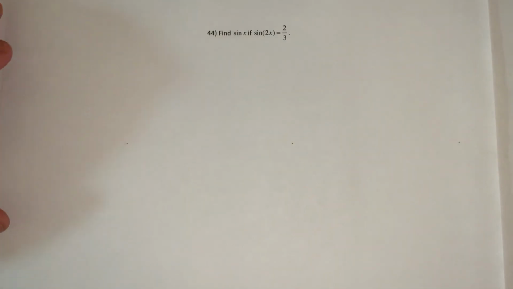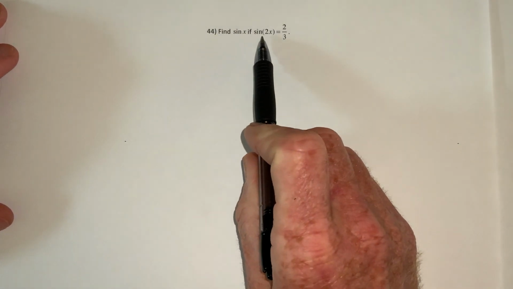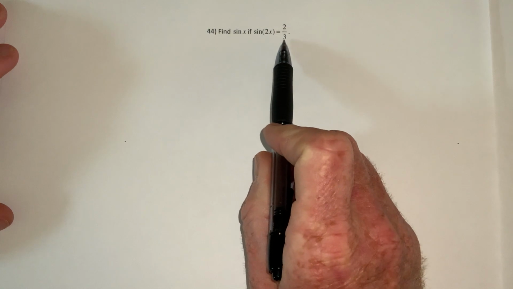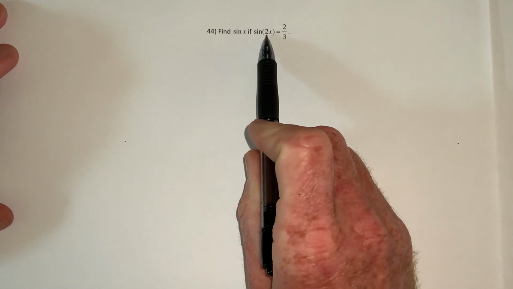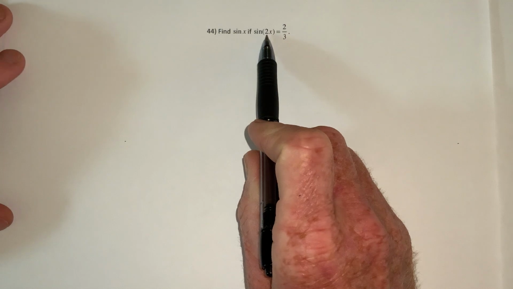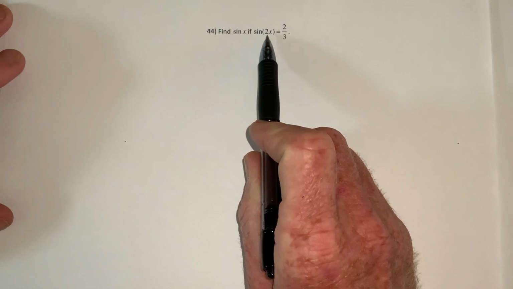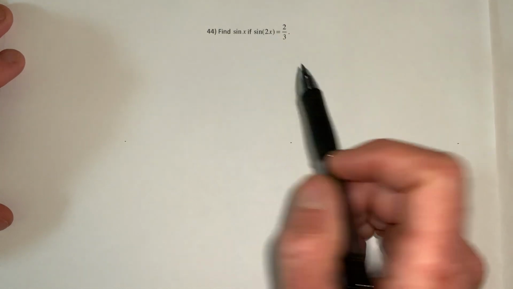Podcast number 44. So we've got sine of 2x is equal to 2/3. Find sine of x. So with this 2 in here, you cannot just divide both sides by 2 because this 2 is inside the sine function. About the only way you can change this is by using trig identities.